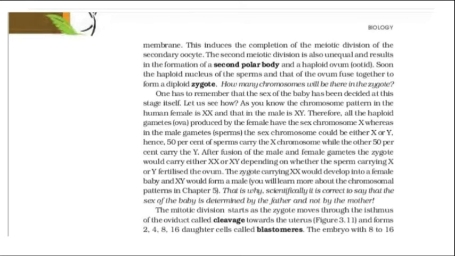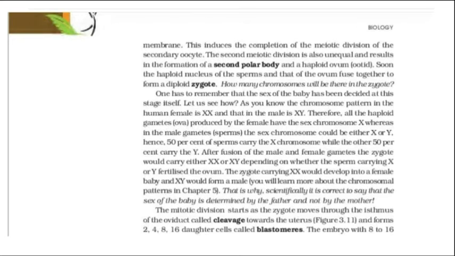The second meiotic division is also unequal and results in the formation of a second polar body and a haploid ovum, also known as ootid. Soon, the haploid nucleus of the sperm and that of the ovum fuse together to form a diploid zygote. How many chromosomes will be there in the zygote? One has to remember that the sex of the baby has been decided at this stage itself.